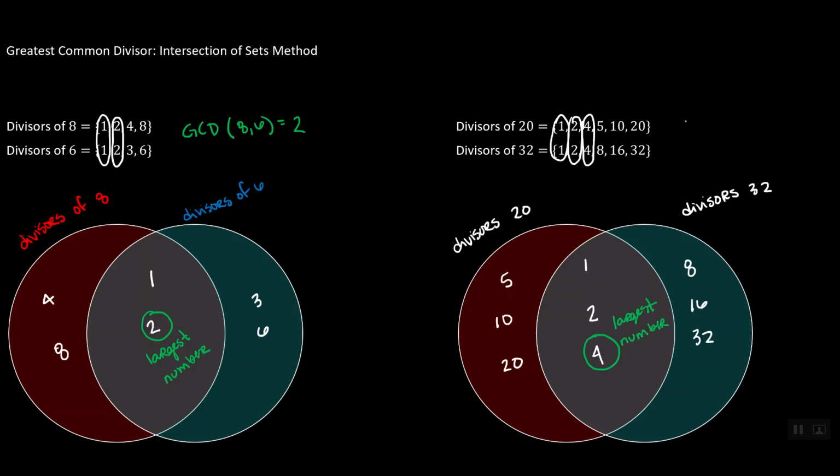And identify that as our GCD. The greatest common divisor of 20 and 32 is 4.